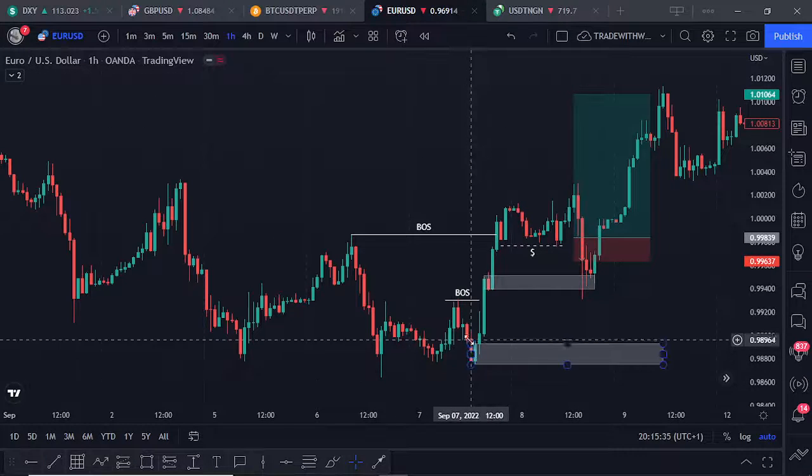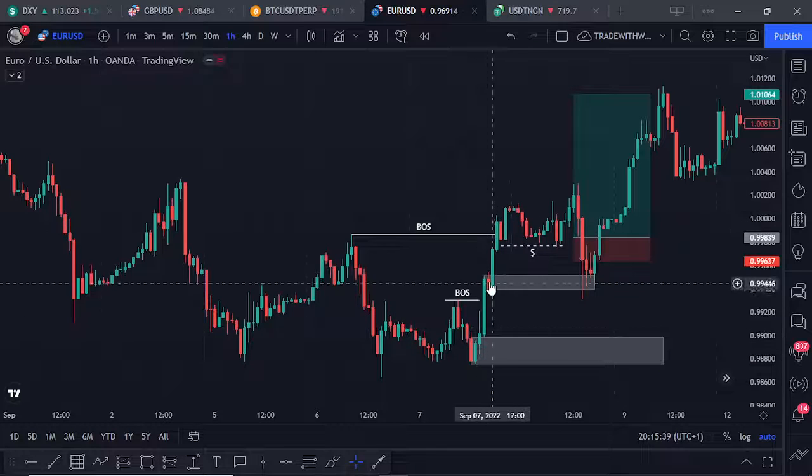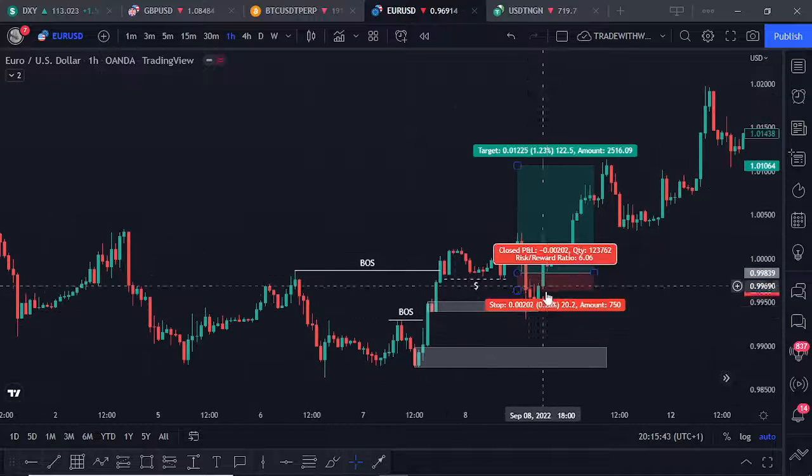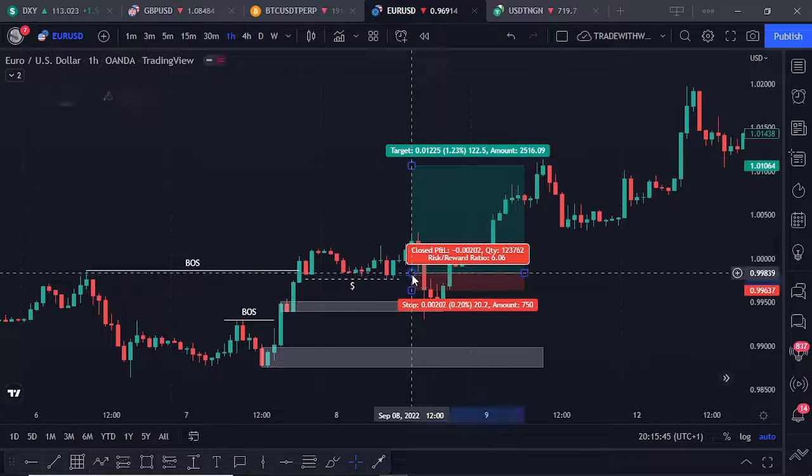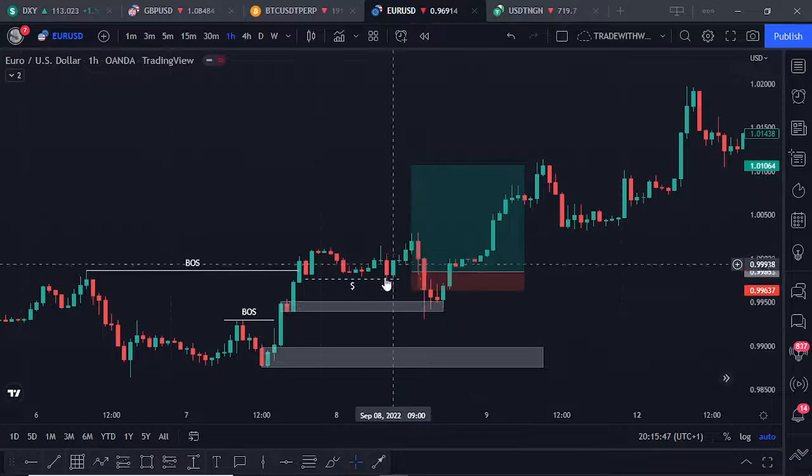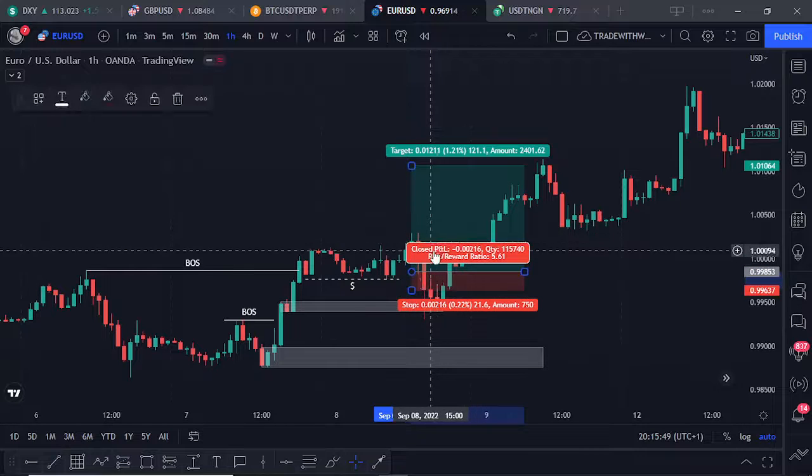All you need is just to look for the down move before the break of structure, which is the red candle. So look at what happened here now. Those people trading support and resistance, some people have taken buys here. Now you can see what happened.